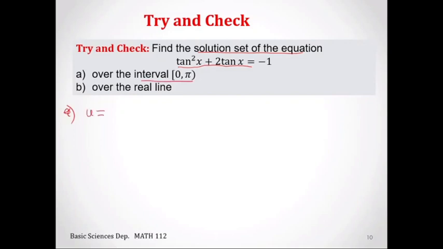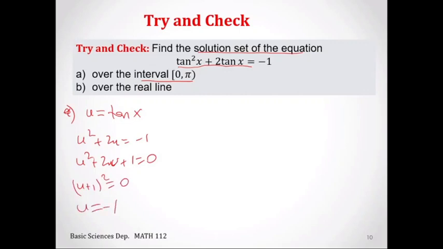We can do a substitution here: u is equal to tangent x. It will change the equation to u squared plus 2u equal to minus 1, and u squared plus 2u plus 1 equal to 0. When you factor it, you will get (u plus 1) squared equal to 0. Then it will give you u equal to minus 1. This is the only solution we have. You can do it with the quadratic formula if you want.